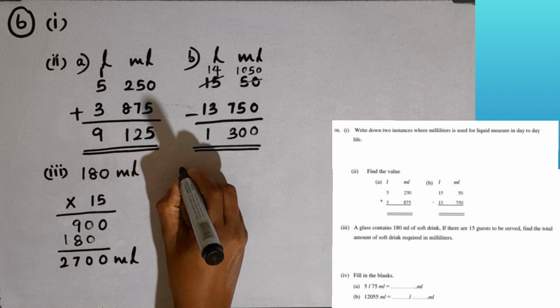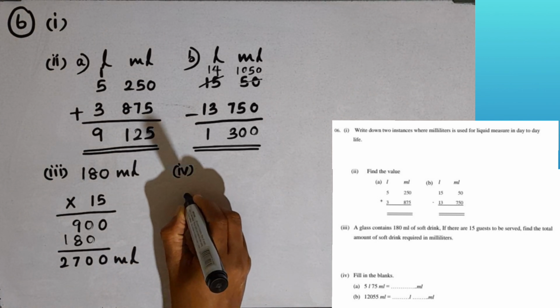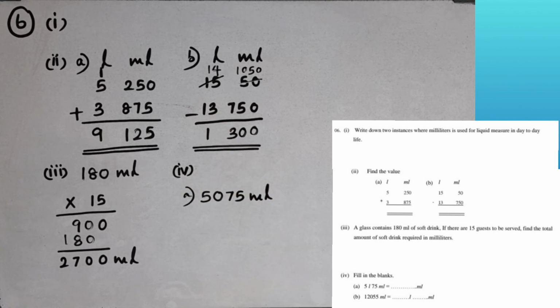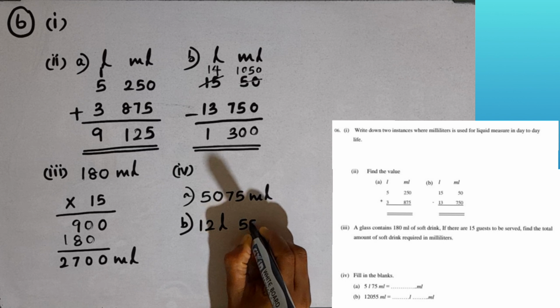Then, fourth question. Fill in the blanks. 5 liter 75 milliliters equals, 5 liter can be converted to milliliters as 5000 milliliters. 5000 plus 75 is 5075 milliliters for the A part. Then in B part, 12,055 milliliters should be converted to liters and milliliters. This can be separated as 12,000 plus 55 milliliters. 12,000 milliliters can be written as 12 liters. Then 12 liter 55 milliliter.